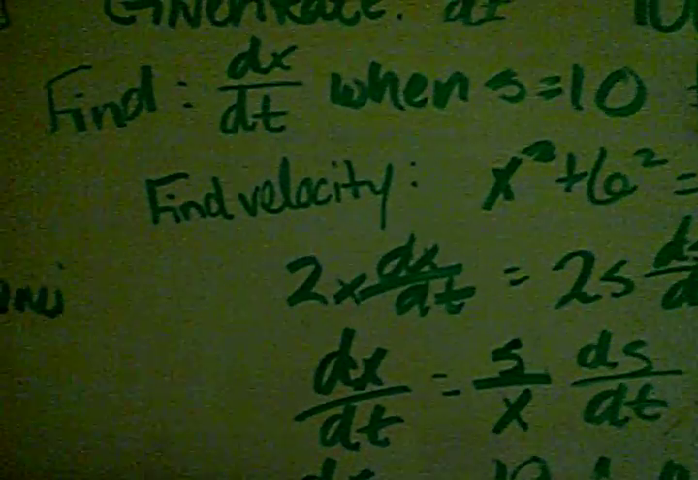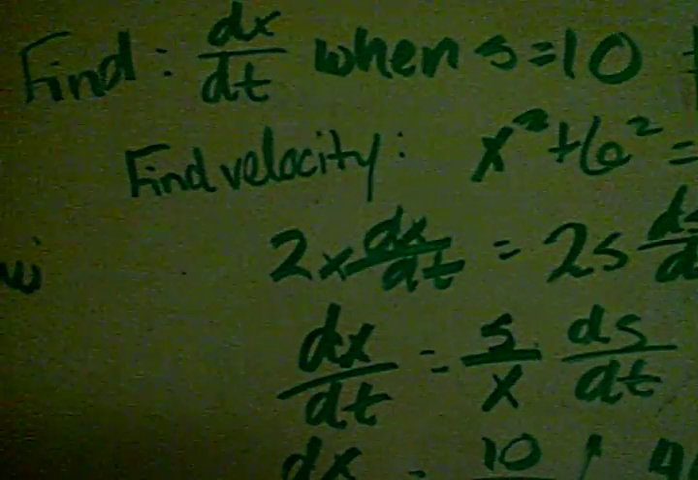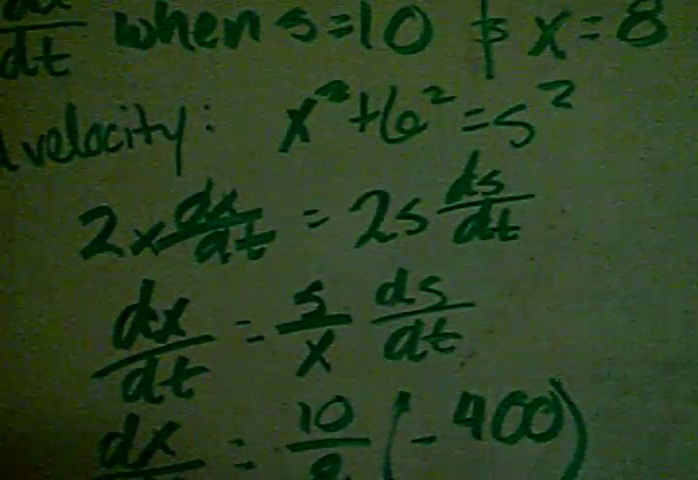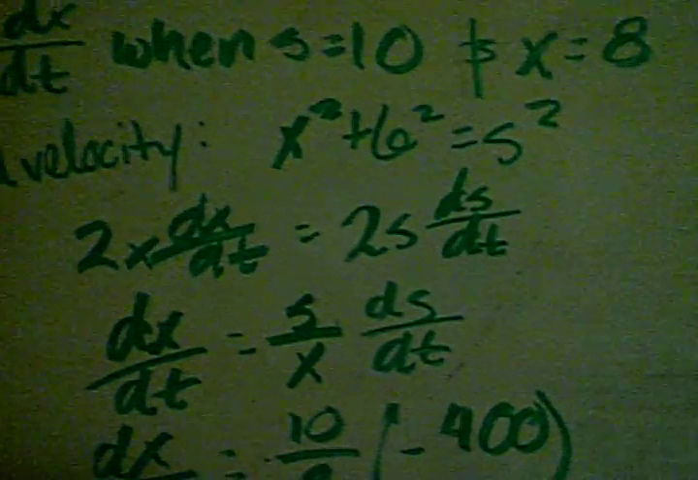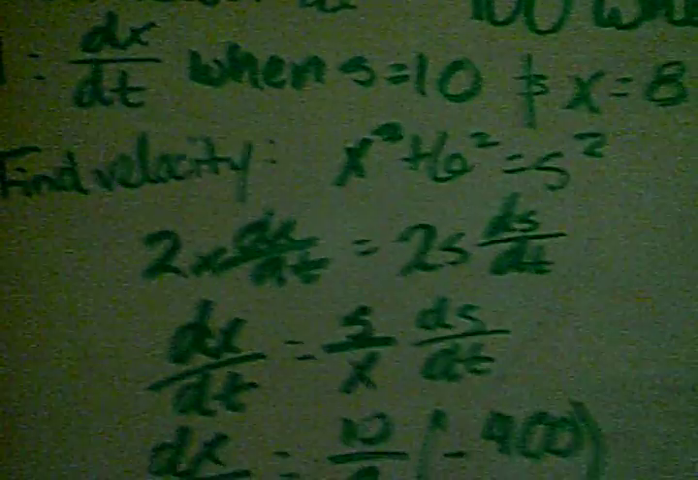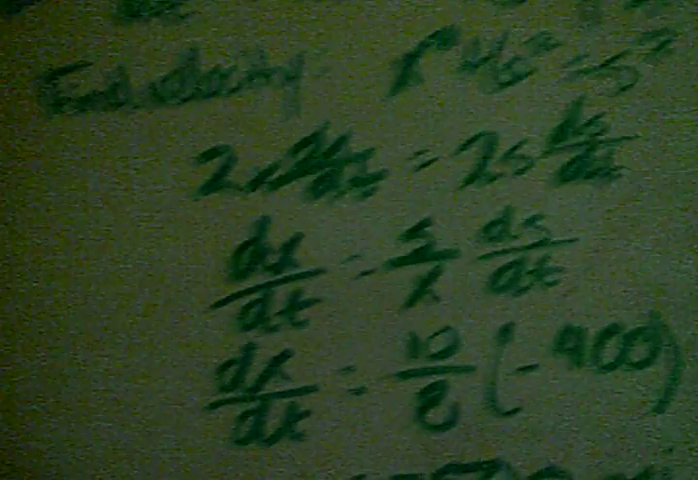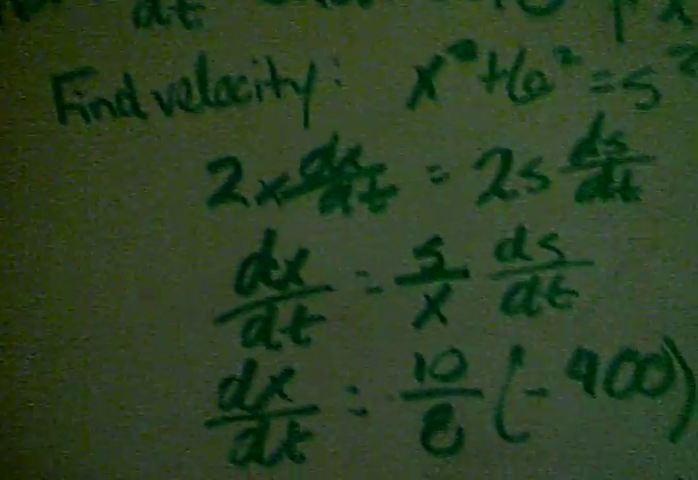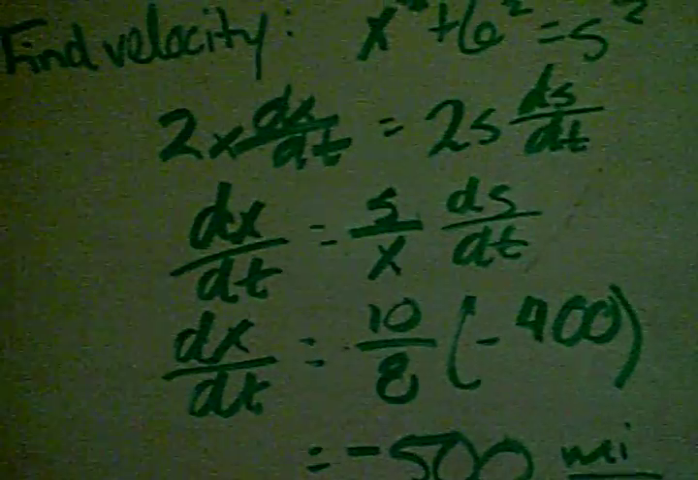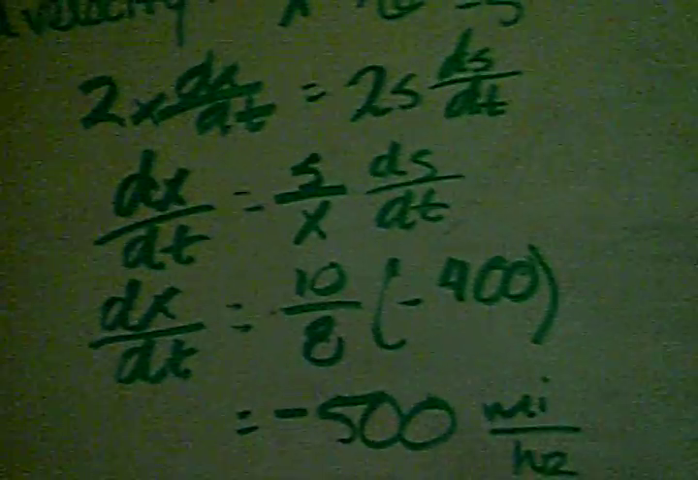So we implicitly differentiate, and so we get the 2x dx/dt and the 2s ds/dt. And that's because of taking the derivative with respect to t. And so we divide by 2x, and that leaves us with dx/dt equals s over x times ds/dt.